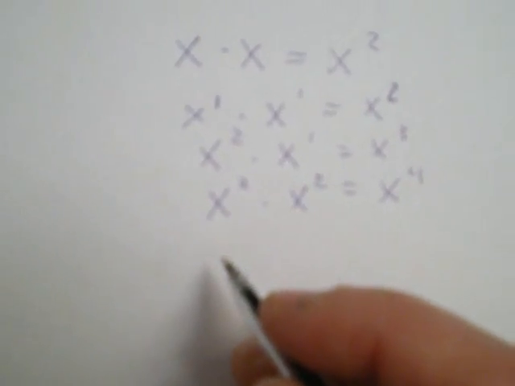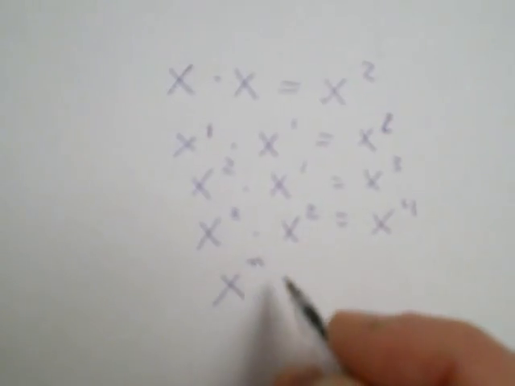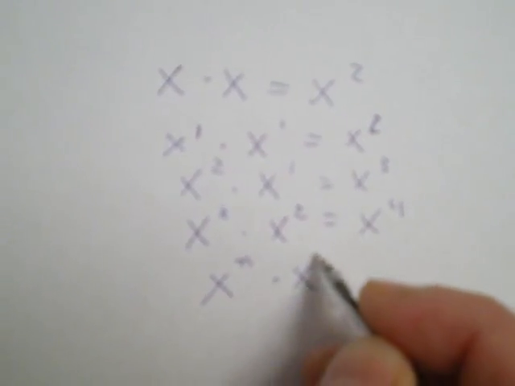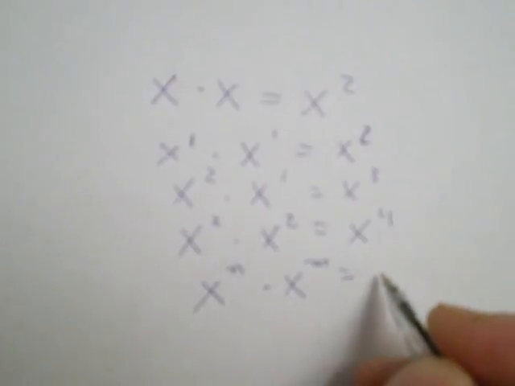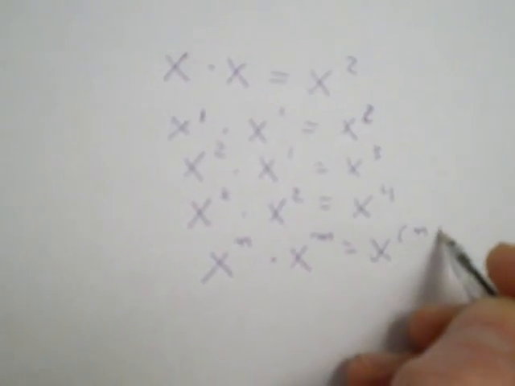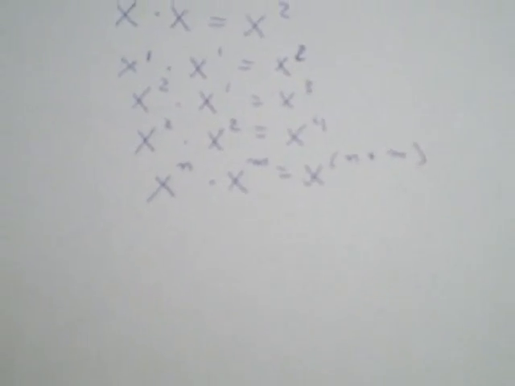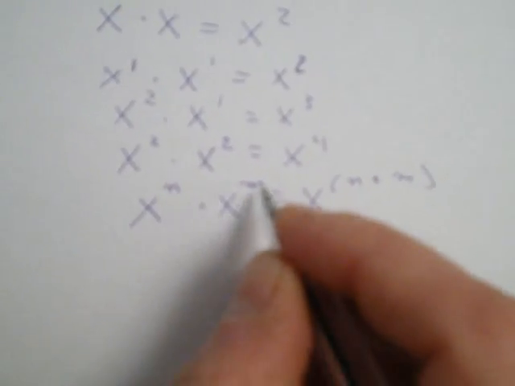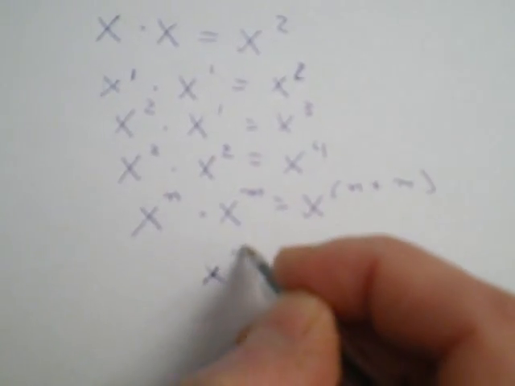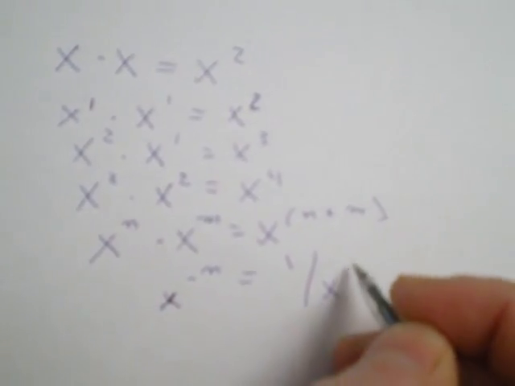Or, to take a completely generic case, x to the power of n times x to the power of m equals x to the power of n plus m. Now, where am I leading with that? Well, take negative powers, for example. X to the power of minus n is equal to 1 divided by x to the power of n.